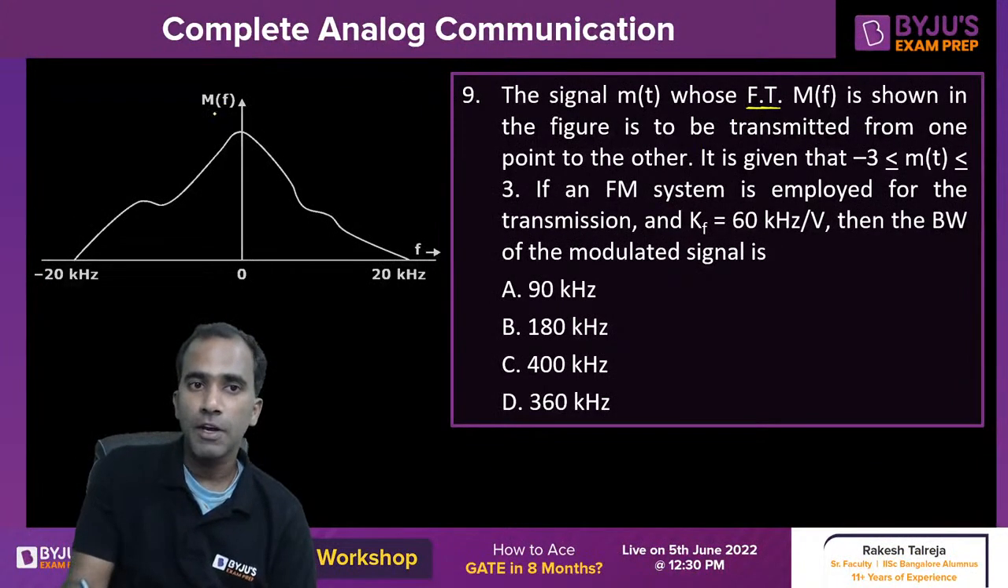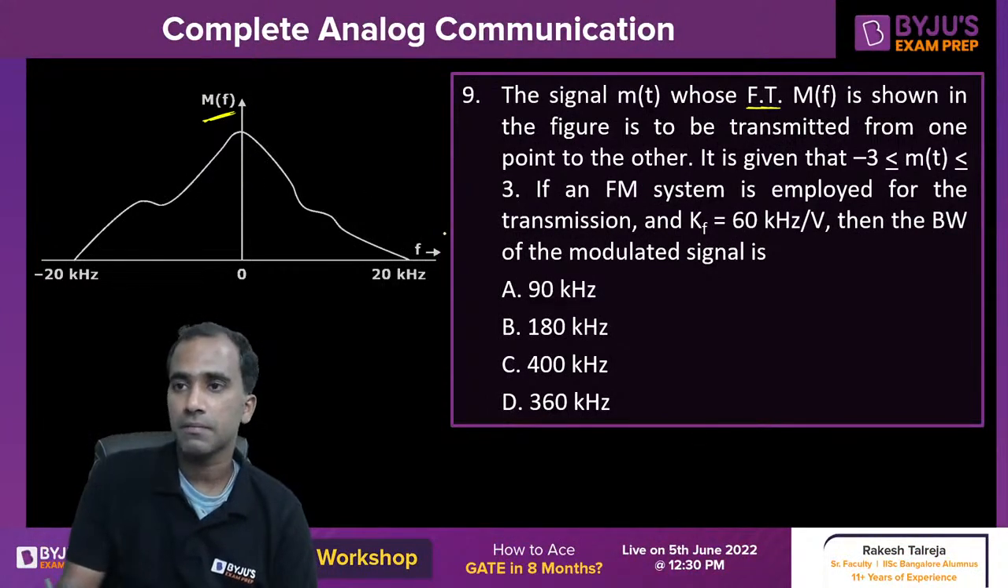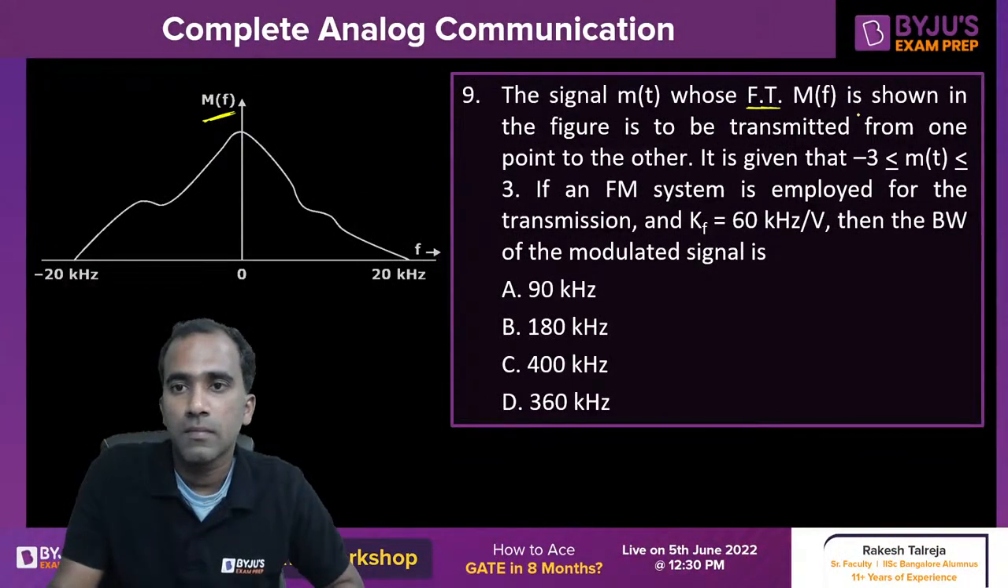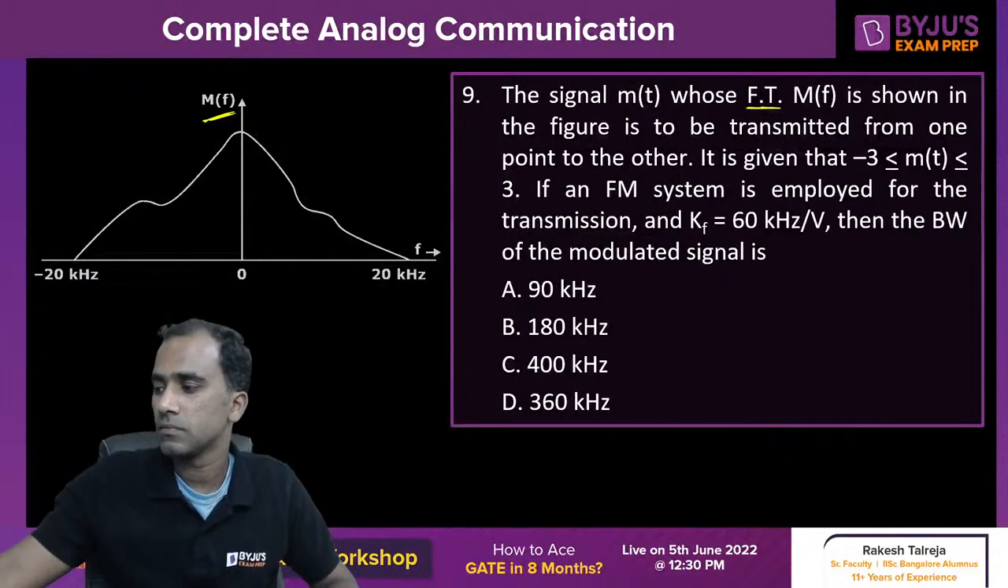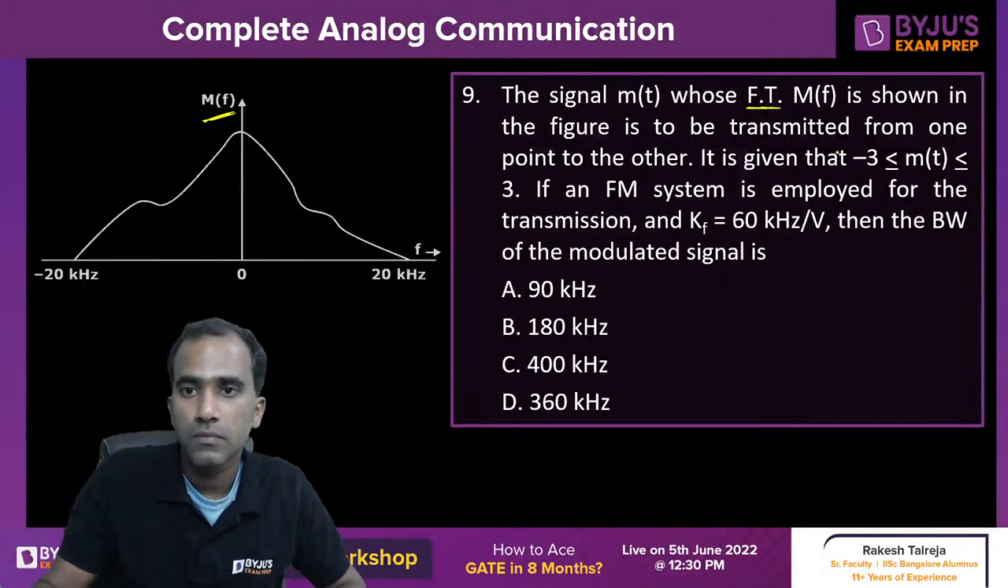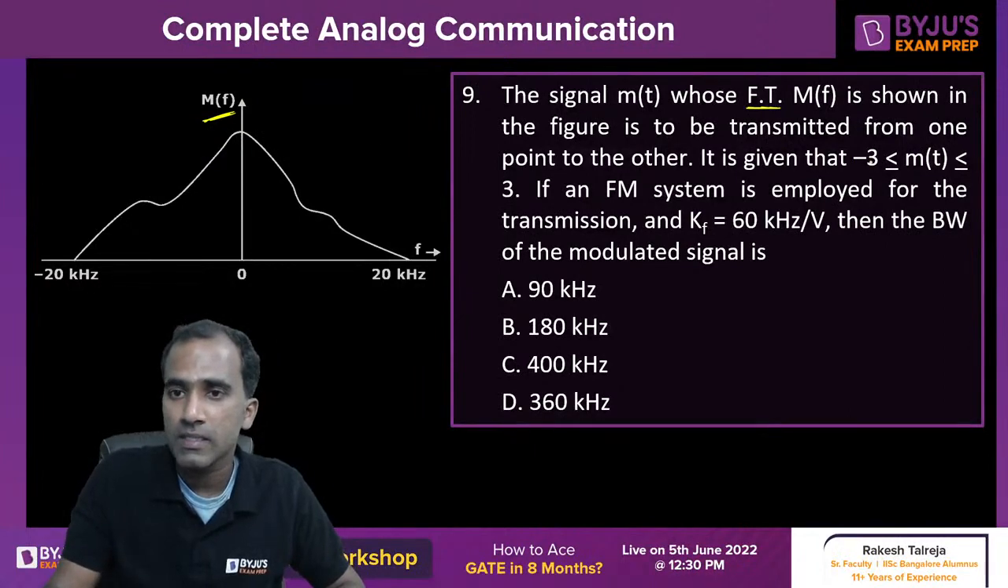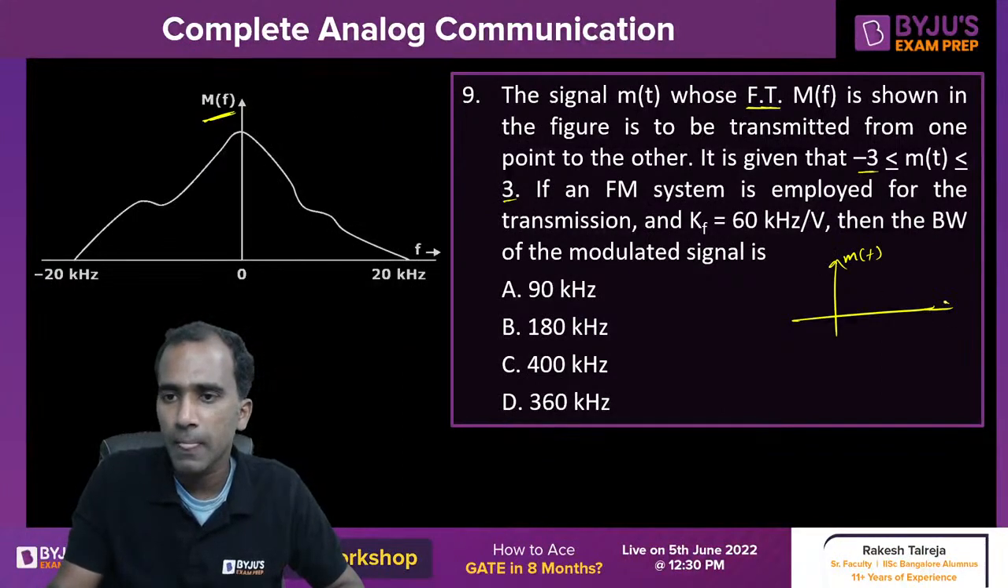Right. So the message Fourier transform is given. The message in time domain is not given here. The message in frequency domain is given. So M of f is shown in the figure, and is to be transmitted from one point to another. It is given that m of t, the inverse Fourier transform of this, takes amplitudes from -3 to +3 it seems. Which means they have given some m of t. I don't know what the shape is because they have not given it. Whatever the shape might be, it has a peak of 3 and a negative peak of -3 it seems.